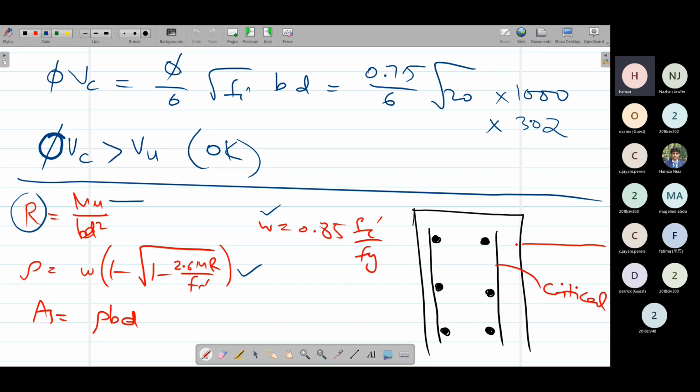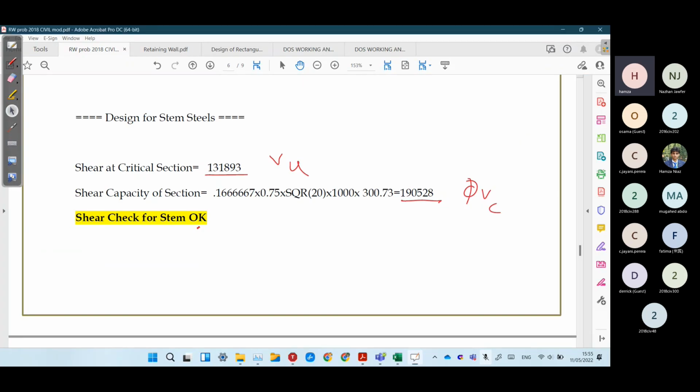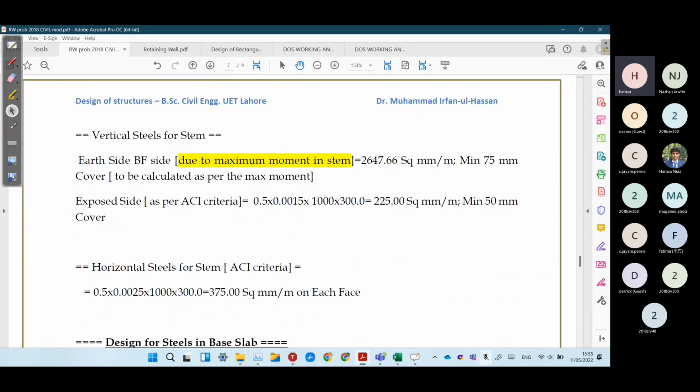Afterwards, we also have to determine this vertical steel. This is non-critical, but we still have to design it. So for vertical steel, away from backfill, I've written away from backfill. We are simply going to use ACI criteria for that.